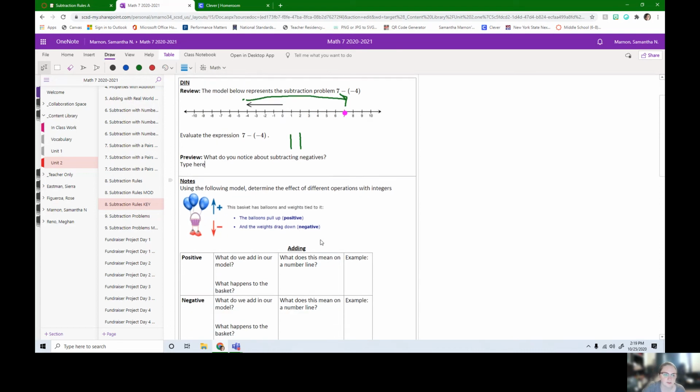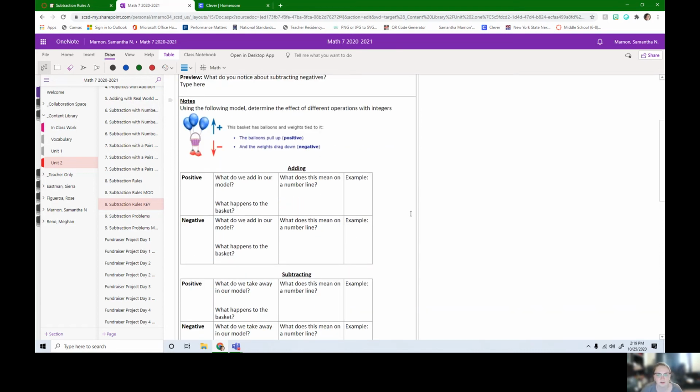Okay, so let's look at our notes. We have this baskets and balloons with weights model. If you're in class with Miss Marnon, you'll see I have physical manipulatives, magnets on the board, that we can add balloons and weights to and take off. First we're going to do adding a positive. If you were going to add a positive, you're going to add a balloon. Let me make sure I type in size 14, so maybe I'll highlight everything and tell it to do size 14. You could also change the color of your font when you're typing, so you know it's the answer you're putting in rather than what Miss Marnon put on the worksheet.